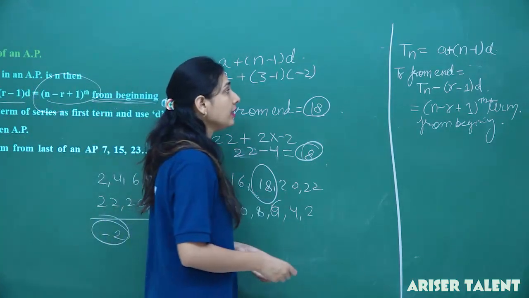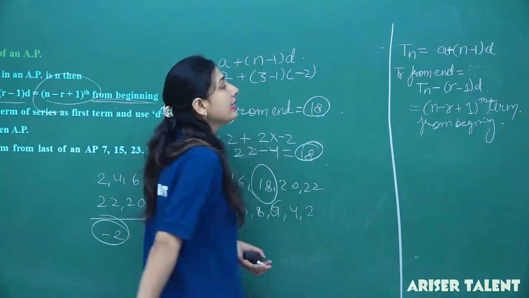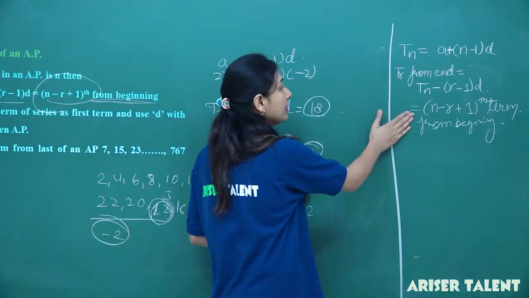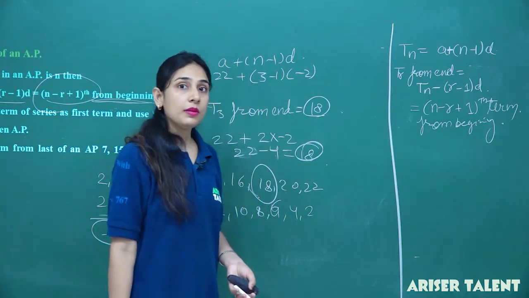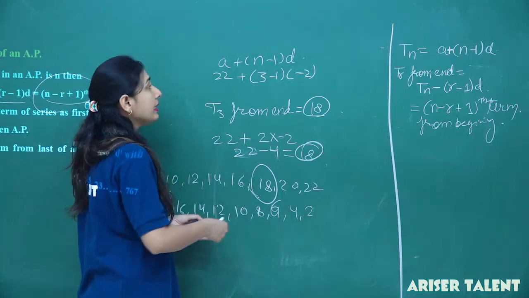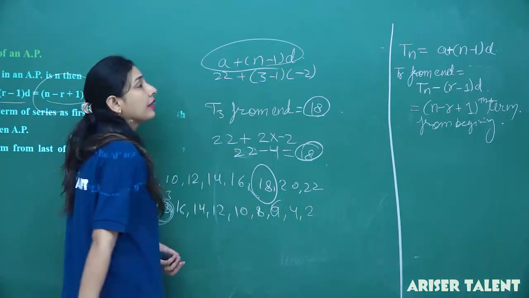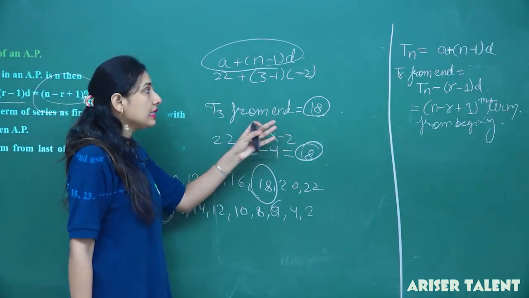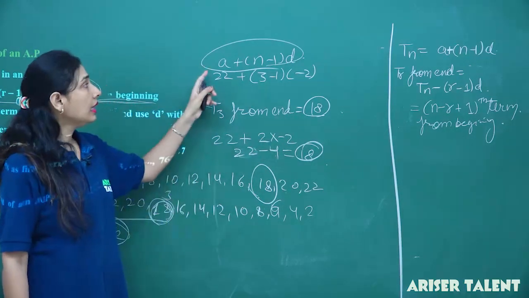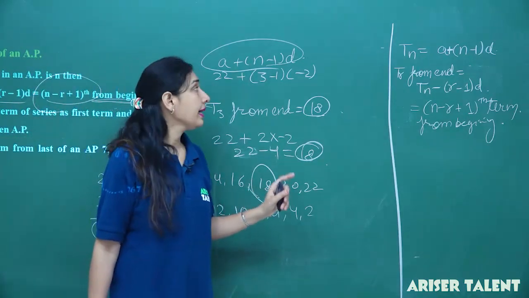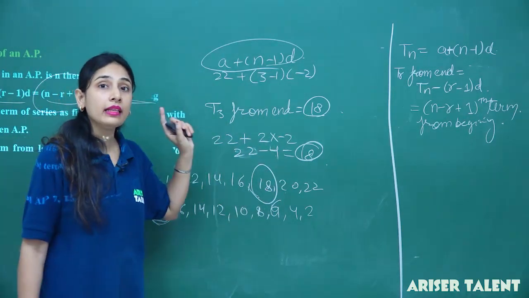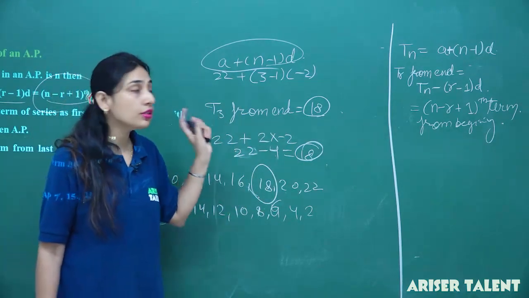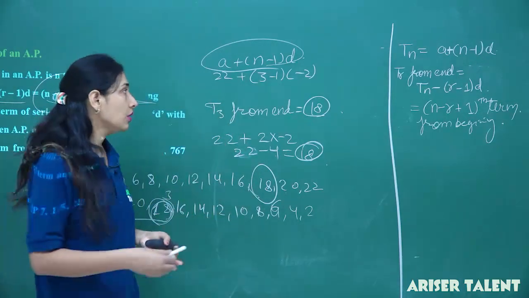So you can do it either way. Either you can calculate it with Tn minus (r minus 1)d, or with the (n minus r plus 1)th term, or you can calculate it with the difference. Just reverse this series and treat the last term as the first term, and the difference with the negative sign. If it's positive, make it negative; if it's negative, make it positive, and you can find this easily.